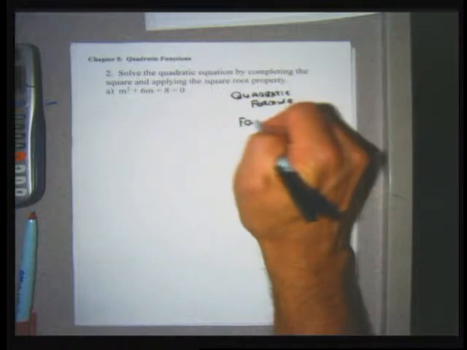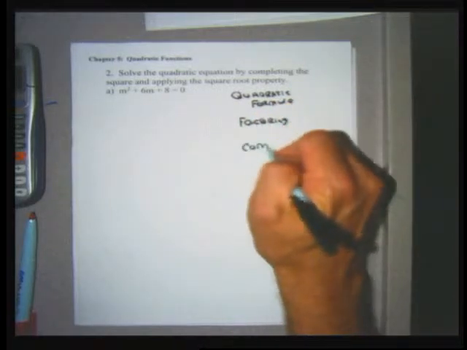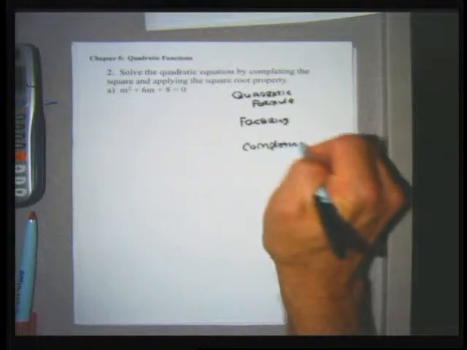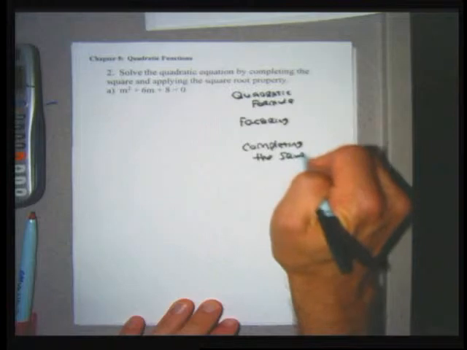factoring, the quadratic formula, and completing the square all will give the same answers. Something tells me it's like a 7-point problem on the test.